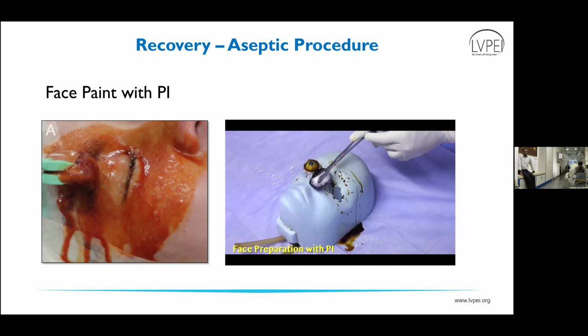Likewise, we have to use 10 cotton balls to make 10 lines so that the entire face will be covered with povidone iodine. Literally, the povidone iodine has to flow, like how you see in the left picture, so that it overflows on the skin. Okay, we have to do a thick paint.